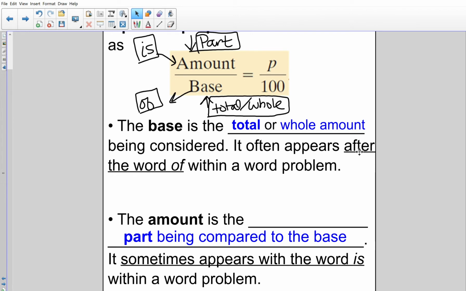It says of appears after the word of and is appears with the word is within a word problem. So I think that kind of helps to give you a little bit more context as we're going to go through these. Some of these are not going to have a lot of information except maybe one key word, and that's how we're going to set it up and solve it. So if you want to pause and take better notes on this, or again, go to the chapter 7 notes, they're on the bottom of your page of chapter 7 notes.